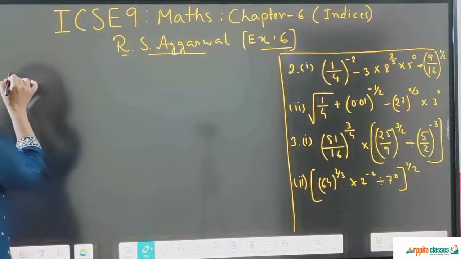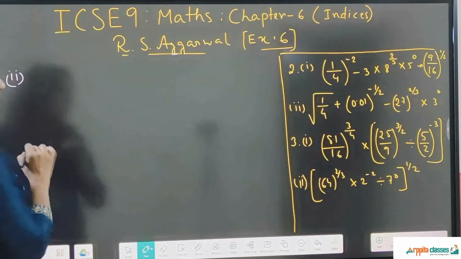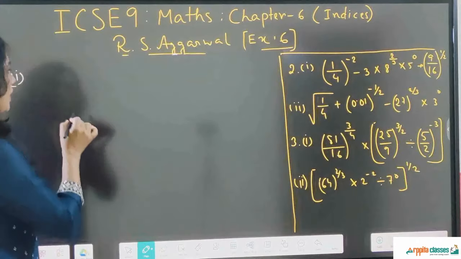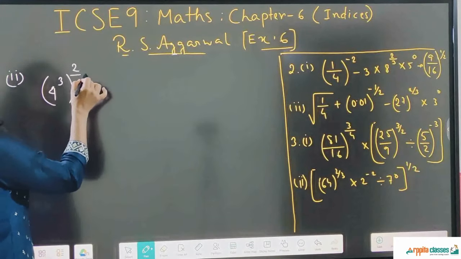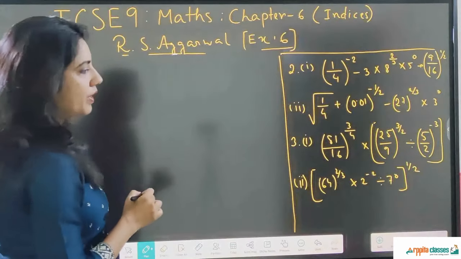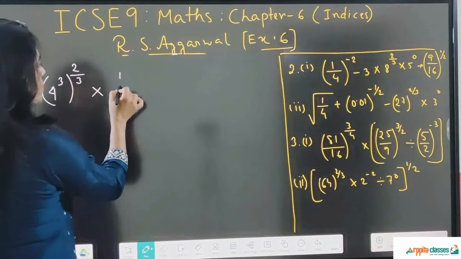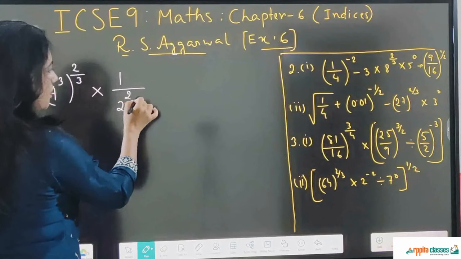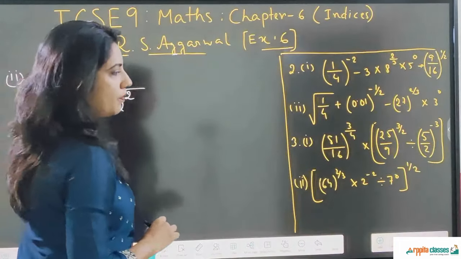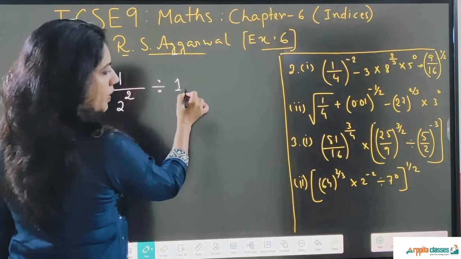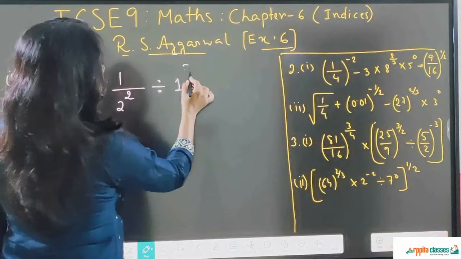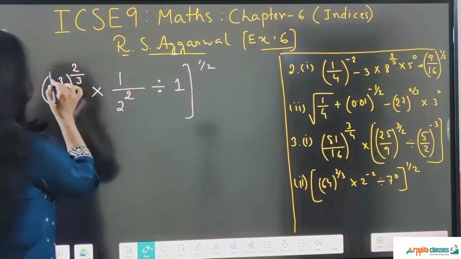Now second question is 64 to the power 2 by 3. So we know that 4 cube is 64. So I wrote 4 cube to the power 2 by 3 into 2 to the power minus 2. So that has to be taken down. So the exponent becomes positive, divided by 7 to the power 0. 7 to the power 0 is 1. And this whole thing to the power 1 by 2.